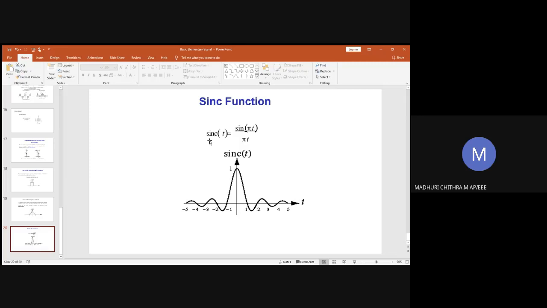Next, the sinc function. Just get some knowledge about this. It is not important, but you should know the terms. Sinc of t equals sin pi t divided by pi t. This is the mathematical representation of the sinc function, and this is its graph. That's all about the representation of the basic elementary signals.